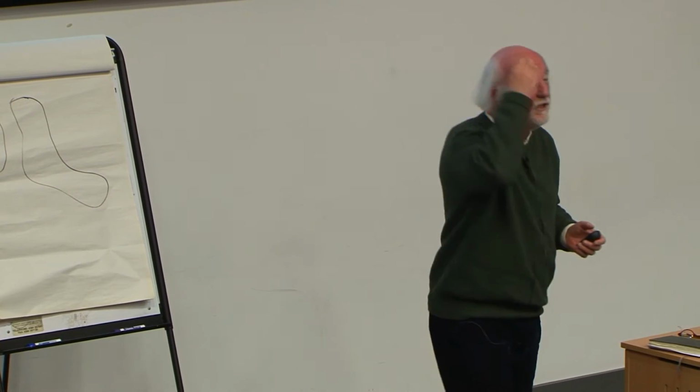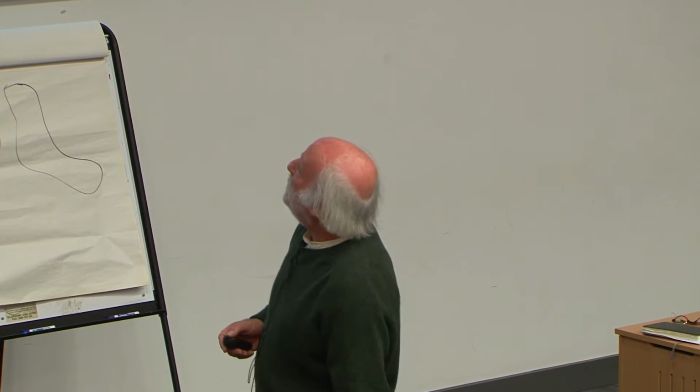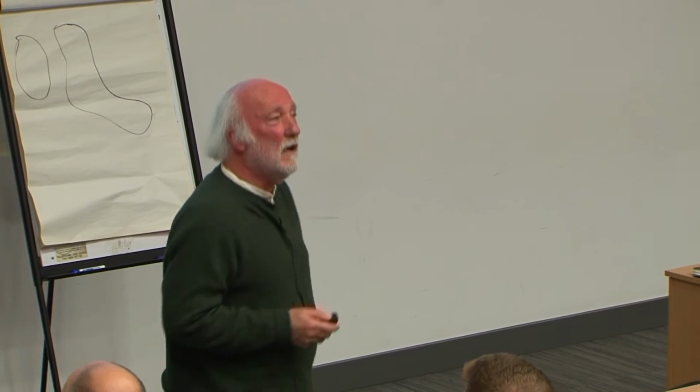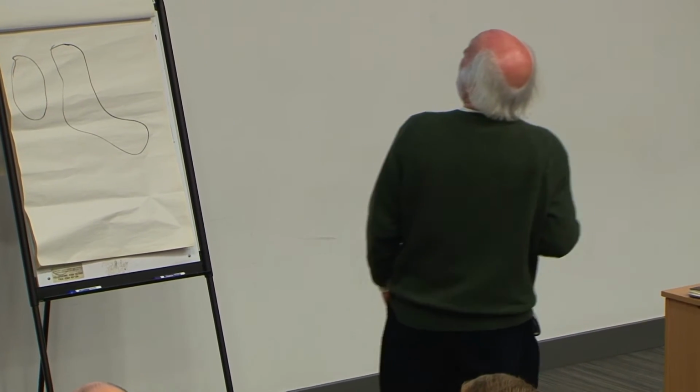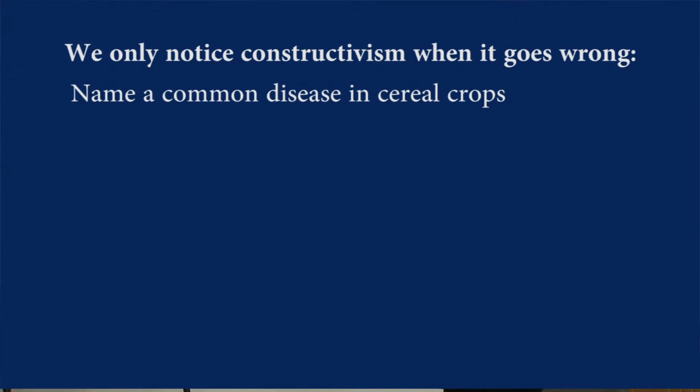Okay, here are some students' understandings of biology. Question 1 on this GCSE examination: name a common disease of cereal crops. One student answered, wheat germ. Well, you can see where they're coming from, can't you? What happened here was they heard about wheat germ and they thought, well, that's obviously a germ that wheat gets. Makes sense, doesn't it?